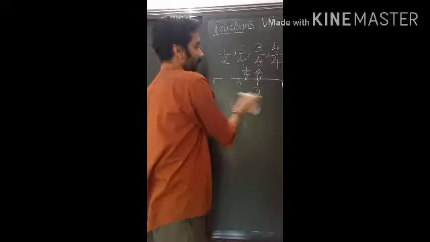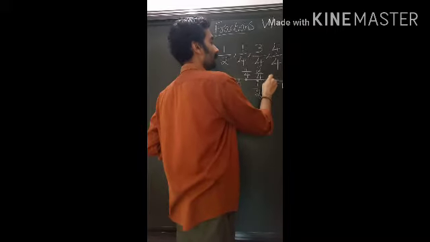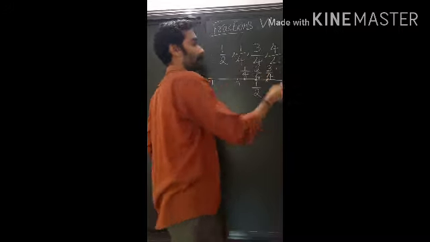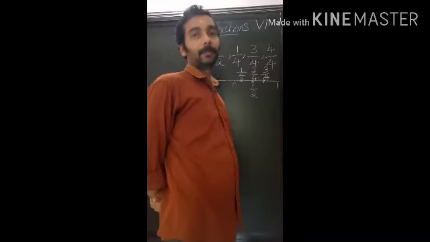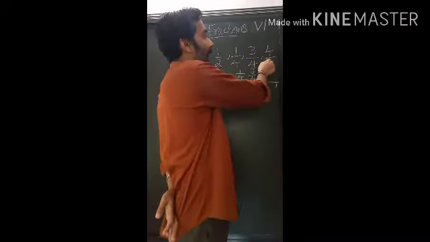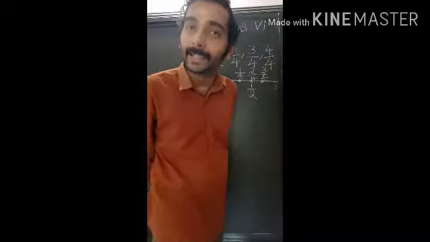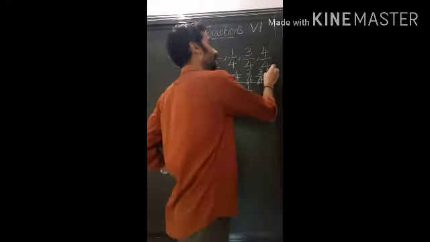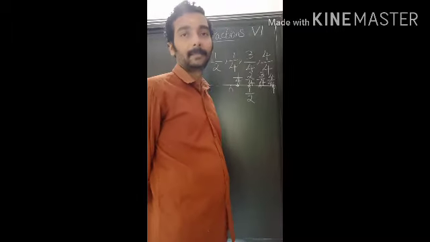Then another number is 3 by 4. Another is 4 by 4. 4 divided by 4 is 1. That means this point is 4 by 4. Okay. Clear?